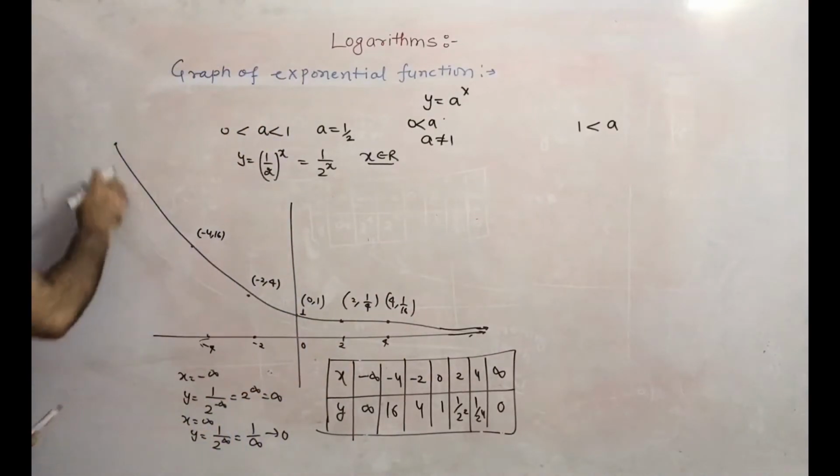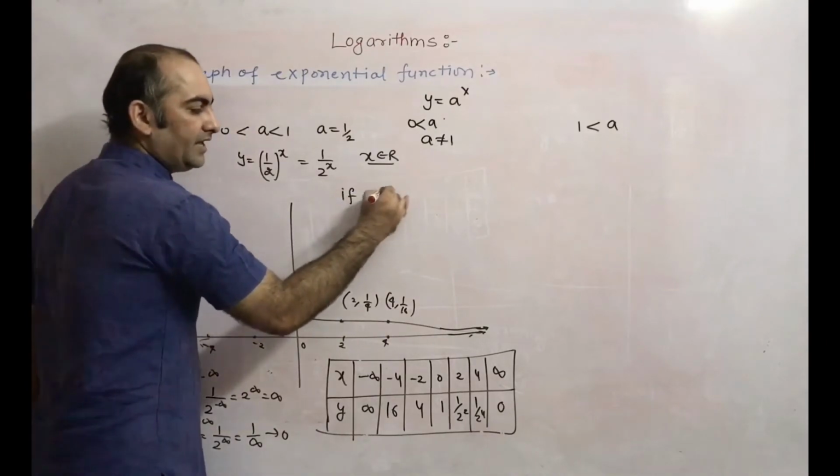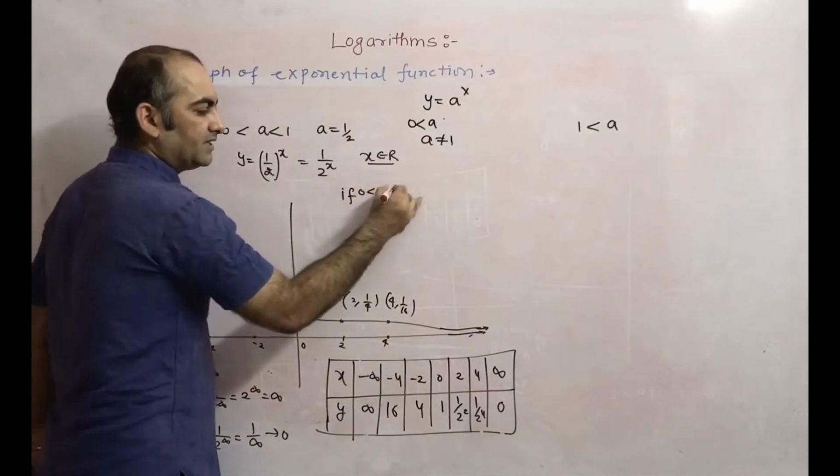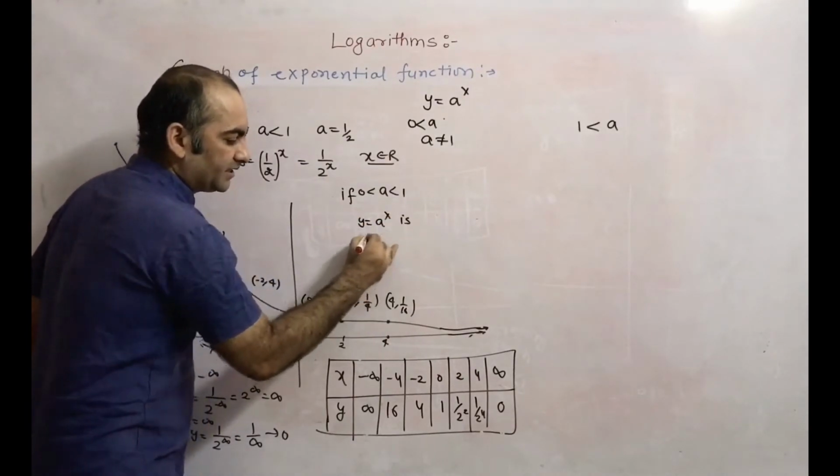So you can see this graph is a decreasing graph. We can say that if a is greater than 0 and less than 1, then y equal to a power x is a decreasing graph.